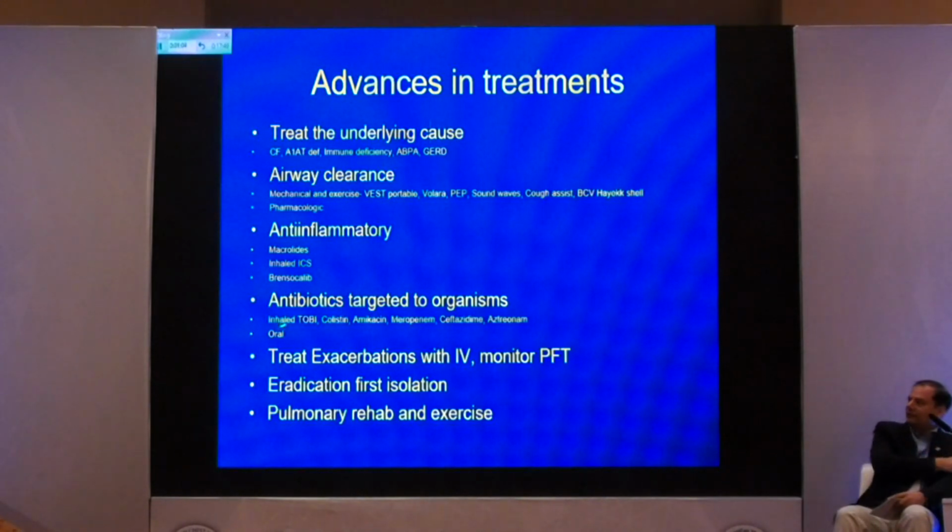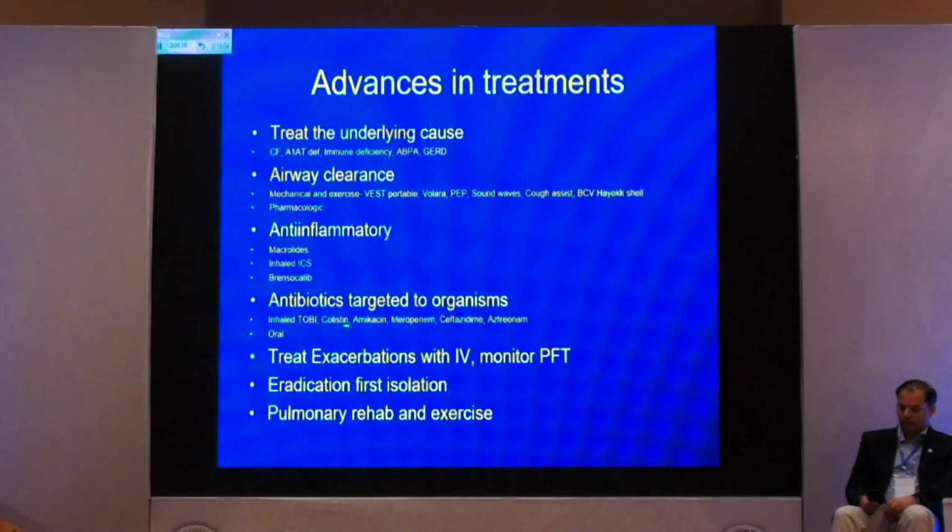2 minutes left. Okay. Hopefully, 1 or 2 slides. We also have the anti-inflammatory, anti-neutrophilic therapy. This is good for Pseudomonas and non-Pseudomonas. We have inhaled antibiotics. We do all sorts of different inhaled antibiotics. 2 or 3 are FDA approved and have a great impact.